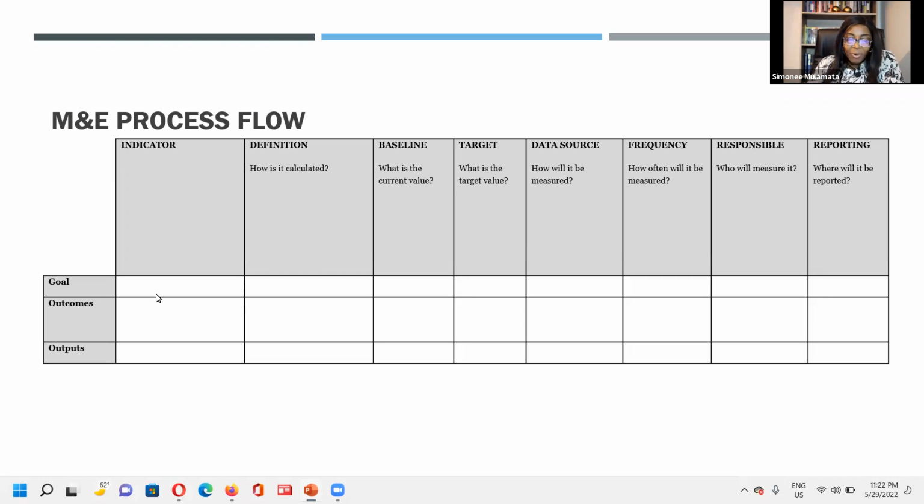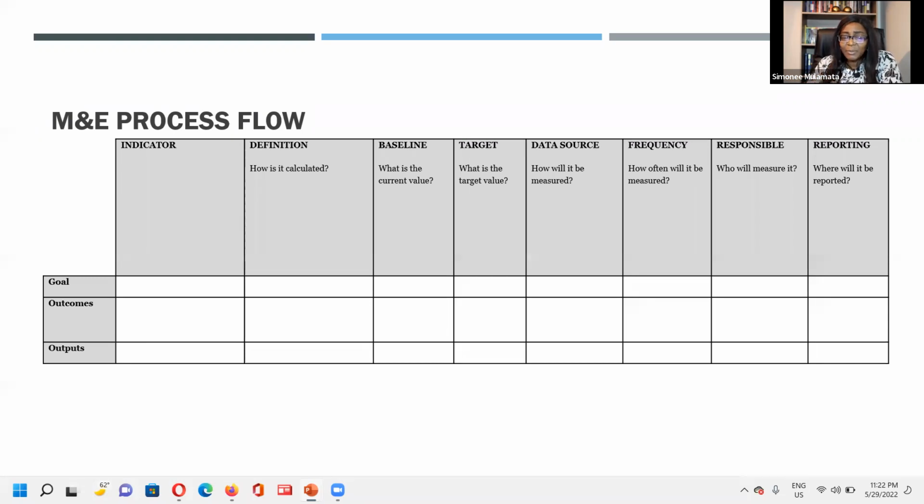Okay, so in every situation, you will have your goals, you will have your outcomes, and you will have your outputs. And then, of course, like we said earlier, your impacts as well. So this is just an indication of what it will look like when you have your M&E process flow. There's no information in there as an example because you can use tools. I'm going to share tools that you can put in your own. Go back to your own organization and see what tools they have in place and work with that. But this is just for you to understand.